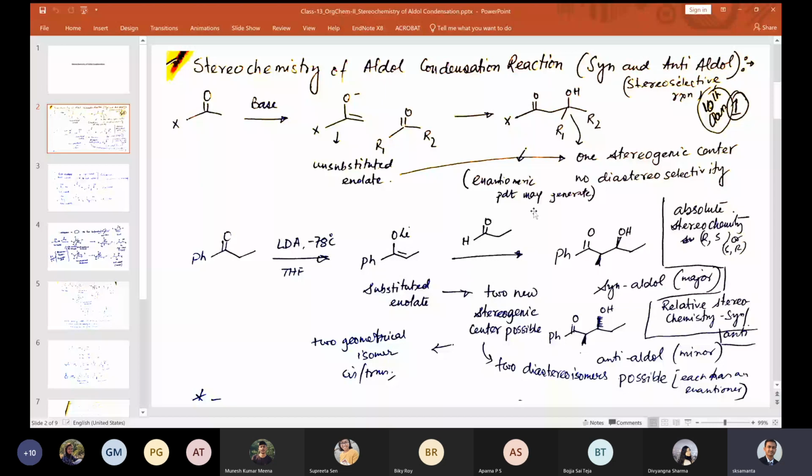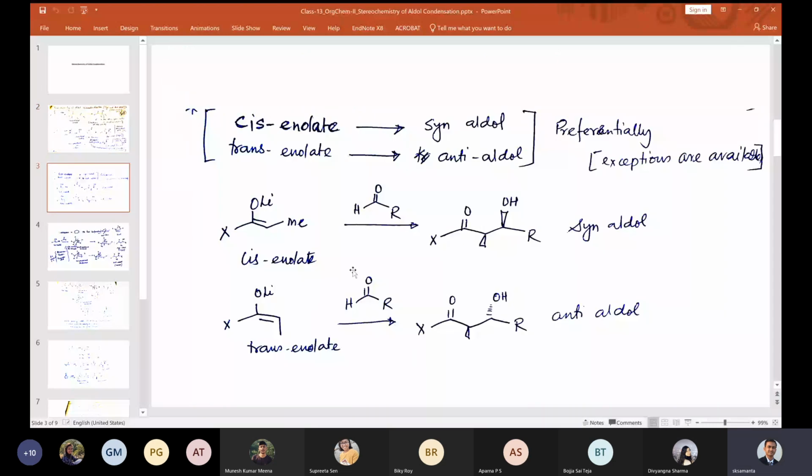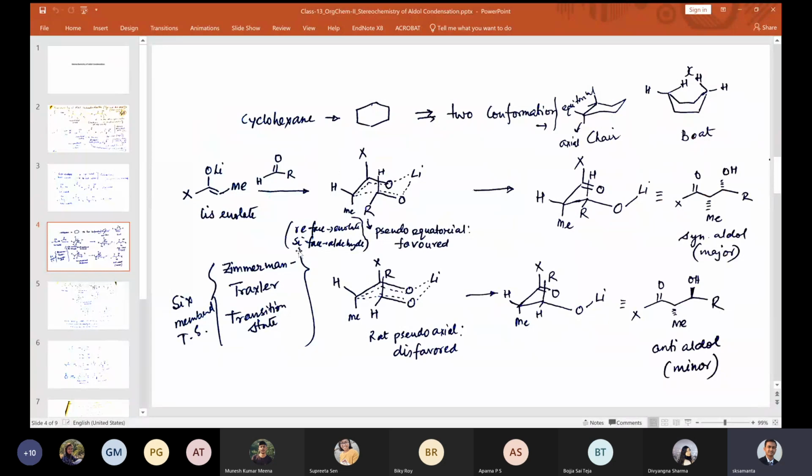So what is the thumb rule? You get anti-aldol. And then this comes. Suprita already mentioned this. Like cyclohexane, it basically has two forms, as you know, the chair form and the boat form. The chair form is the most stable form. So we basically consider four different situations.